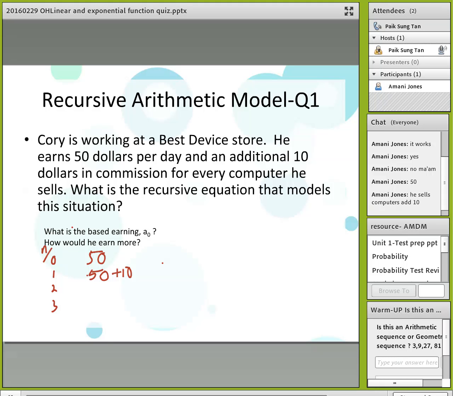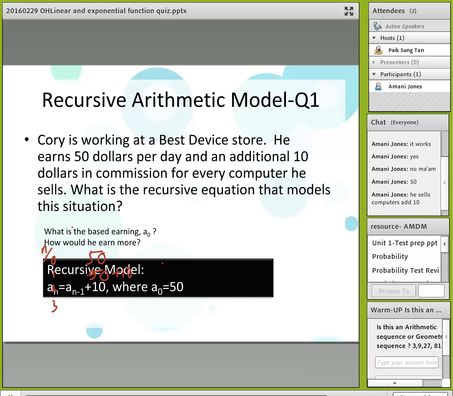But adding from the previous value. This is a recursive rule. You're adding from a previous value. Okay, so here is a recursive model. a_n, the current term, equals a_(n-1), which is the previous term, plus 10, where a_0, which is the initial value, is 50. Okay? So this is recursive.